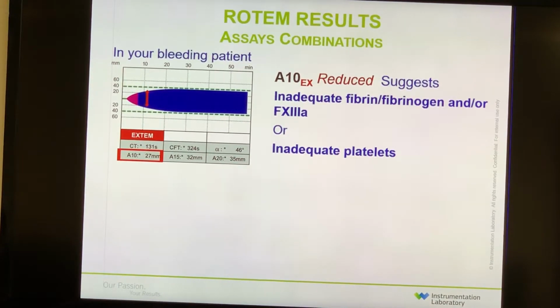Usually 10 minutes is the time that you will get most of your data. You're not going to wait 30 minutes or 60 minutes, experiencing your patients. Within 10 minutes, you should be able to get all the data.